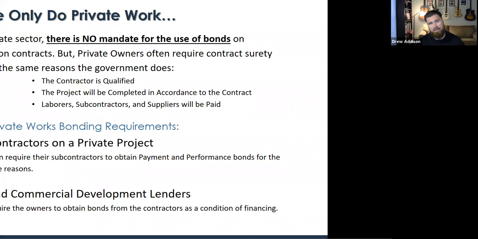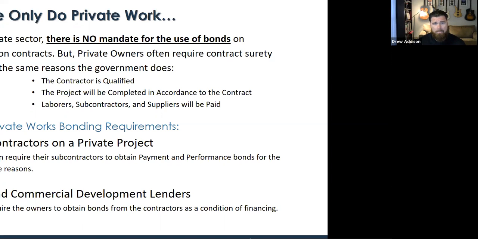Imagine you being a contractor, and I'm sure there are a lot of you out there that only do private work. There's no mandate for the use of bonds on private work, right? It's not like the little Miller Acts where you're doing federal, state or city work. This is really discretionary. Private owners could require contract surety bonds for really the same reason the government or the state does. They want to make sure the contractor is qualified, the project is completed according to the contract, and that everybody gets paid.